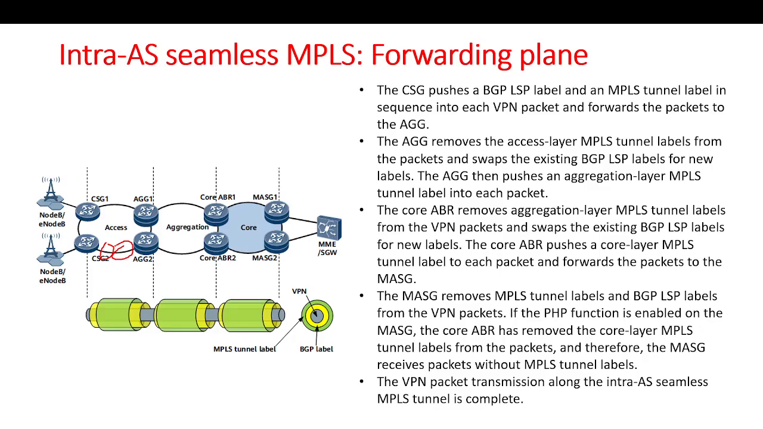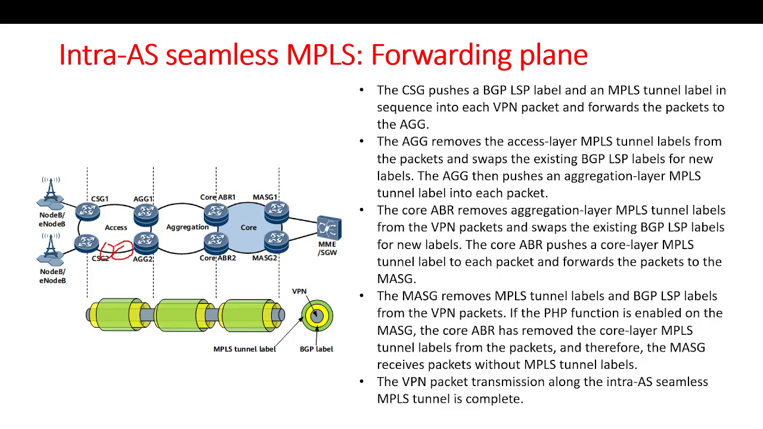So if the packet is coming from the NodeB to the S gateway, then the AGG can be the PHP node. It can perform the penultimate hop popping and then send an IP packet to the RSG, and the RSG will now forward the IP packet to the MME or the S gateway. The reverse path will still be the same. So you have the VPN label that is identifying the exact service or the exact customer. You have the BGP label. You still have the MPLS tunnel label that will now be used to forward the packets on the MPLS network.